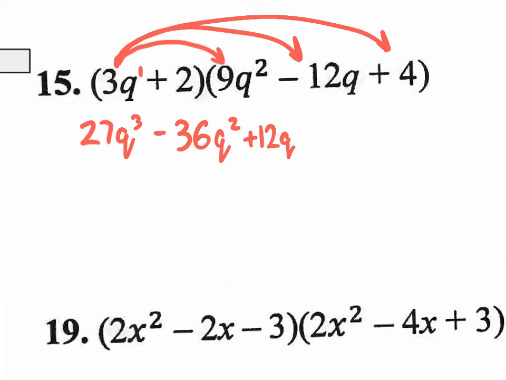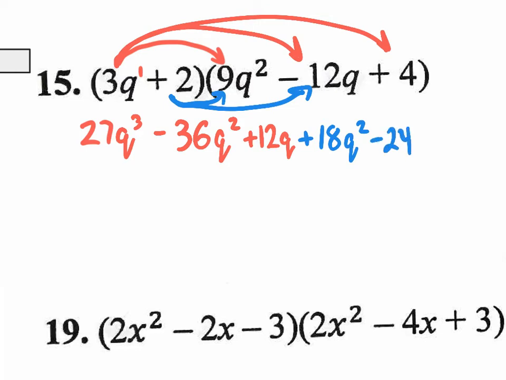And now let me distribute the positive 2 times 9q squared. What's 2 times 9q squared? Positive 2 times 9 is 18, and q squared is just added on to the 18 because there's no other q to multiply it with. So 2 times negative 12q, what's that?